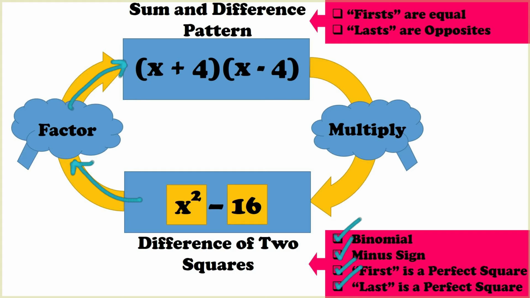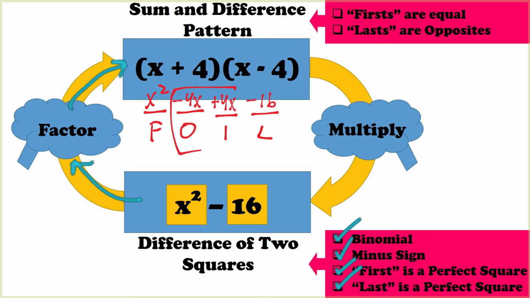So quickly, if we check this by foiling, our firsts will be x squared, our outers will be negative 4x, our inners will be positive 4x, and our lasts will be negative 16. So when we take our outers and inners and put them together, they won't equal anything. So that'll be a 0, and what's left is x squared minus 16, which matches the difference of two squares problem that we started with. So if you are factoring the difference of two squares, your factors will always be a sum and difference pattern.